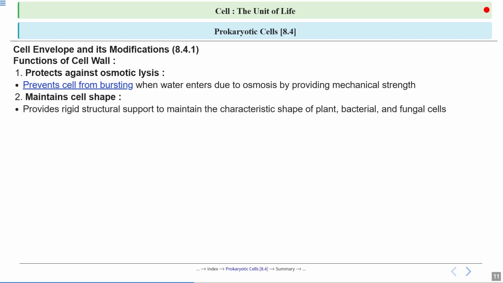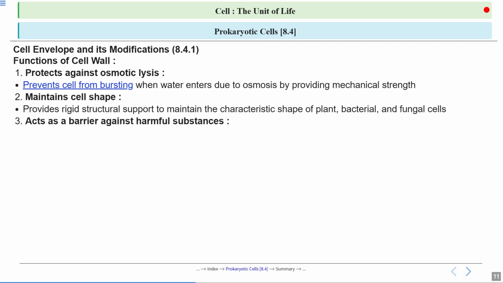It is present in fungi. In fungi, the cell wall is made up of chitin. Plants also have a cell wall. In plants, the cell wall is made up of cellulose. In bacteria, the cell wall is made up of peptidoglycan. Animal cells lack the cell wall. Instead of a cell wall, they have the cell membrane.